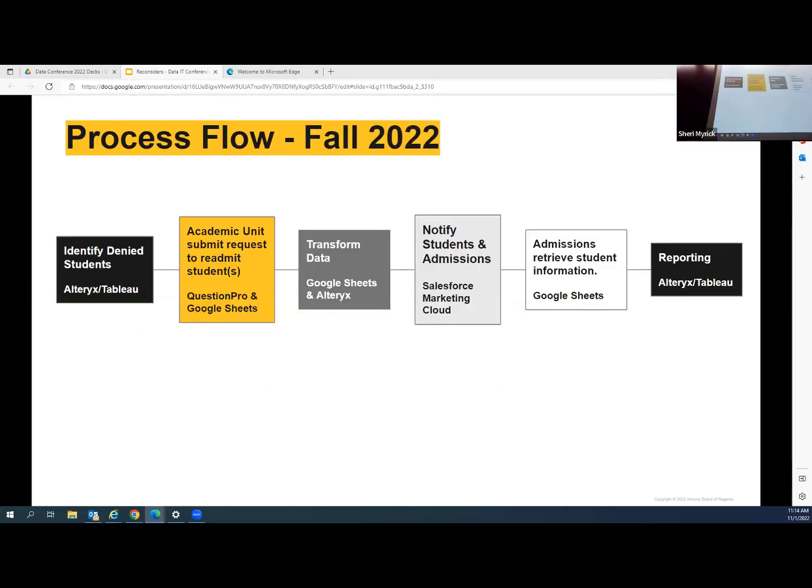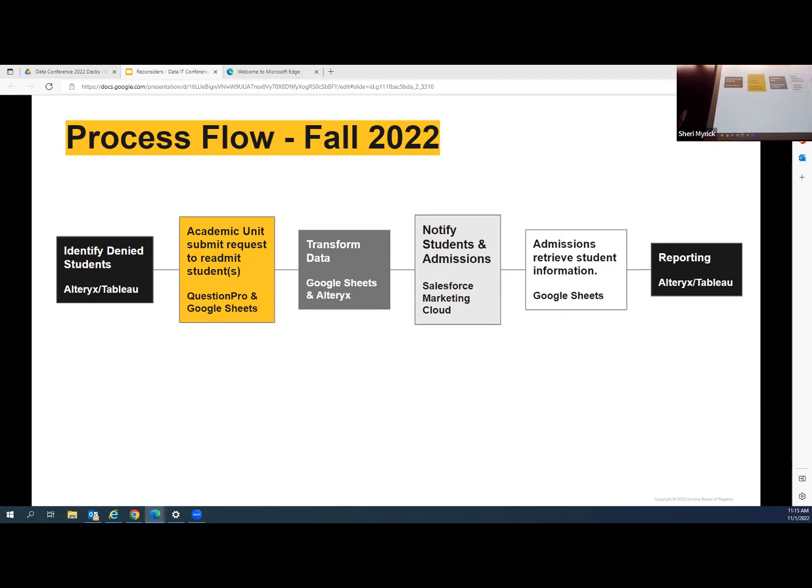So this is our process that we're going to go through today. We're going to touch on each one of these areas: how we identified the students, and we used Alteryx and Tableau for that; how the academics submitted their request to us, using Question Pro and Google Sheets. We then transformed the data in Google Sheets and Alteryx. We then notified the students and admissions using Salesforce Marketing Cloud. We then notified admissions so they could retrieve the information that we were giving them using Google Sheets. And the reporting at the end was through Alteryx and Tableau.